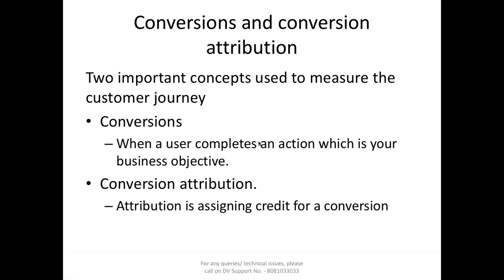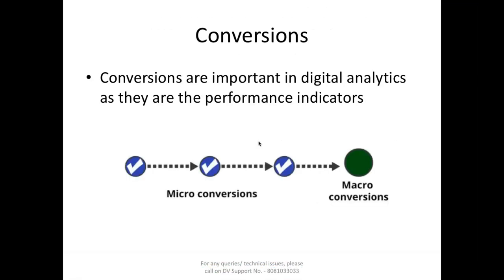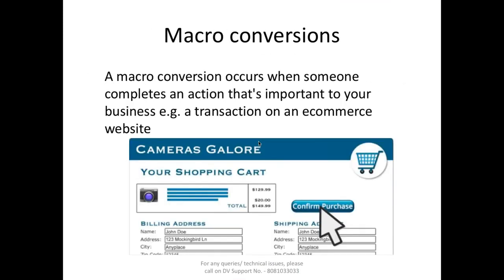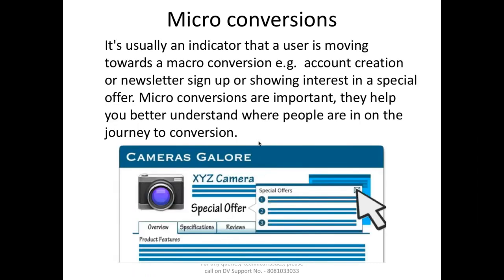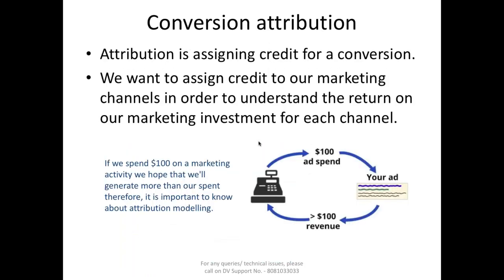Assigning credit for a conversion is conversion attribution. Conversions are important in digital analytics as they are the performance indicators. We know about macro conversion and micro conversion. Now, conversion attribution is assigning credit for a conversion.